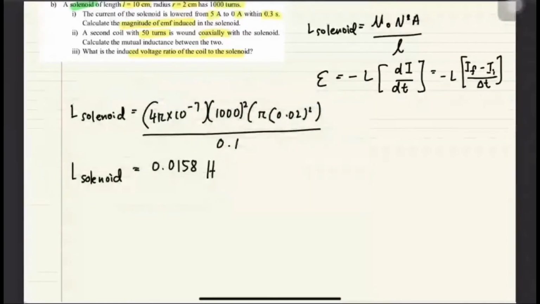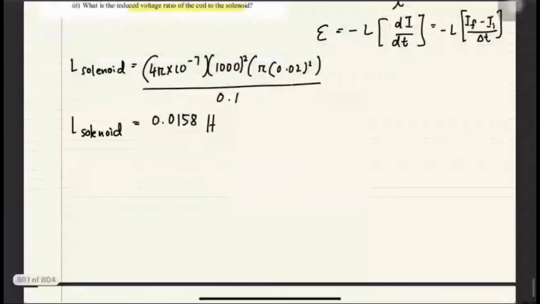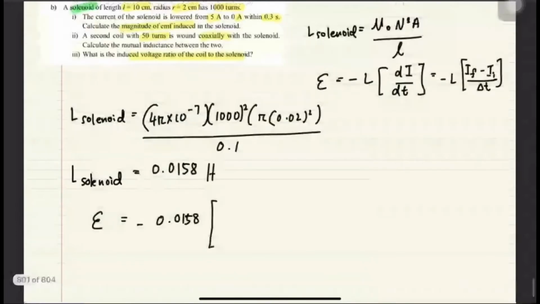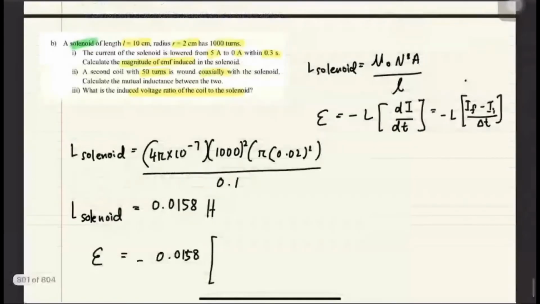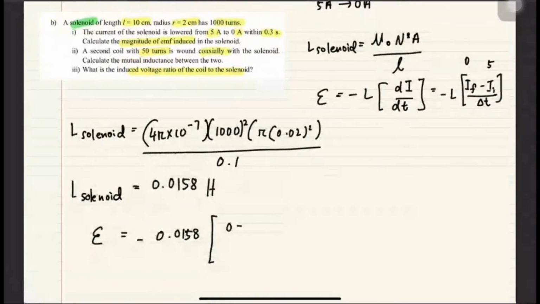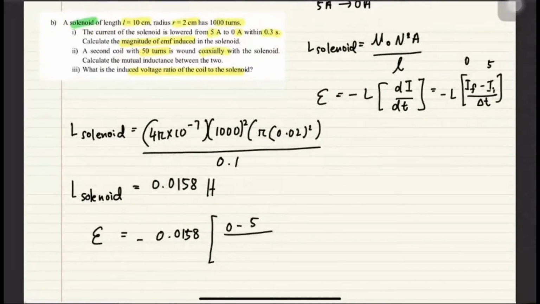Okay, then you want to apply the second formula tu, yang EMF tu. So, induced EMF is equal to negative 0.0158 to the big L, I final minus I initial. So, dia 5 to 0 kan? So, 5 ampere to 0 ampere. Maksudnya final dia adalah 0. Yang initial dia adalah 5. So 0 minus 5 over time dia adalah 0.3 second.